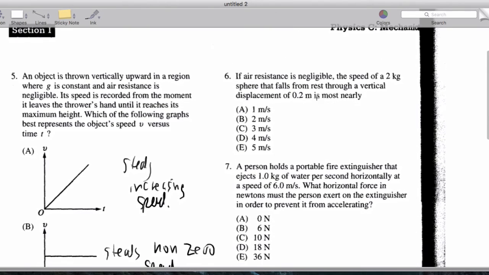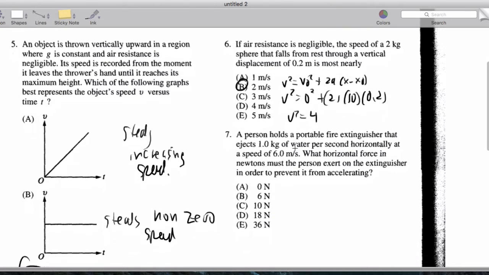Now, air resistance is negligible, a 2 kilogram sphere falls through a vertical displacement of 0.2, and we want to know its speed. So v squared is v naught squared plus 2a times x minus x naught. So here we go. V squared is 0 squared plus 2 times acceleration, 10, times 0.2. V squared equals 4. So the speed is 2 meters per second.